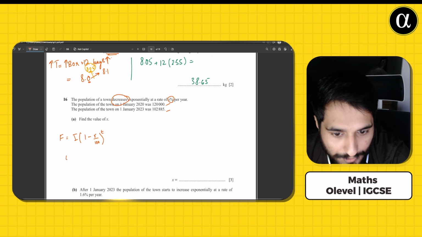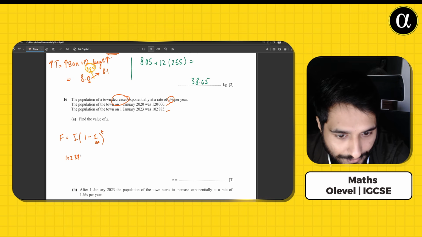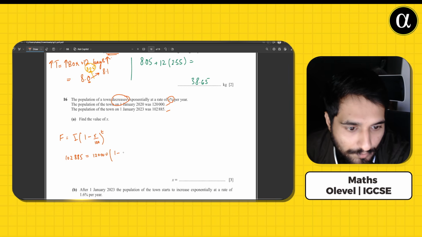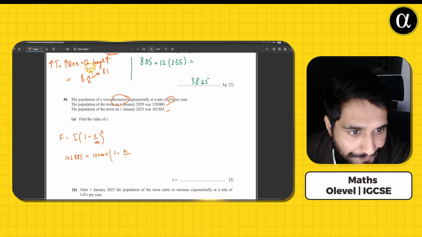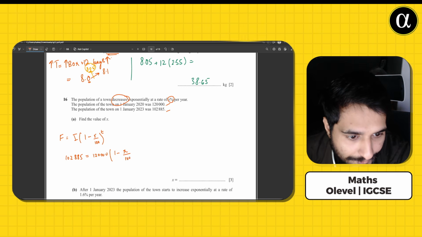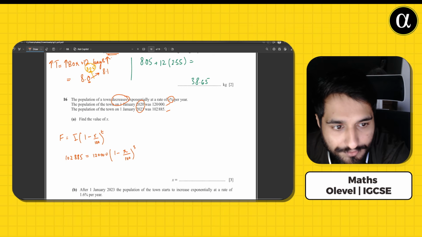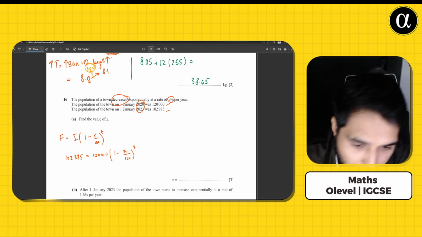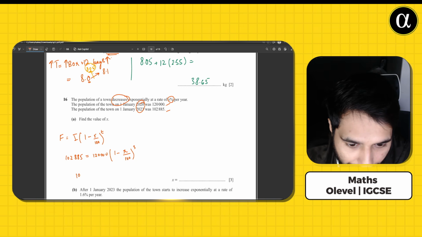So it's going to be 102,885 is equal to 120,000 times 1 minus x over 100 to the power of 3, because the time was 3 years from the starting point. Now what this will become is basically 102,885 divided by 120,000 is equal to 1 minus x over 100 to the power of 3.